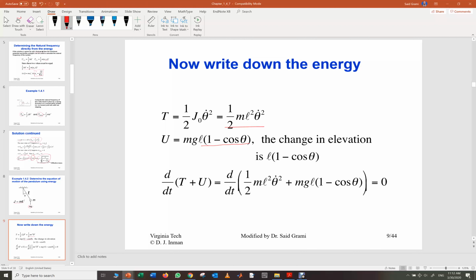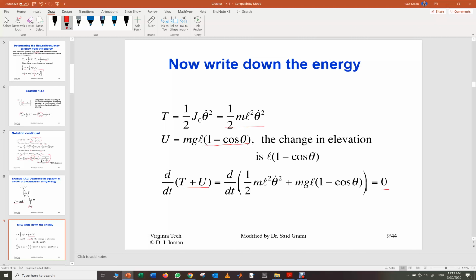So it's mgz, where z is L(1 minus cosine theta). Now we take the derivative with respect to time. We assume that there is no loss of energy, so the derivative with respect to time of T plus U will be equal to 0.